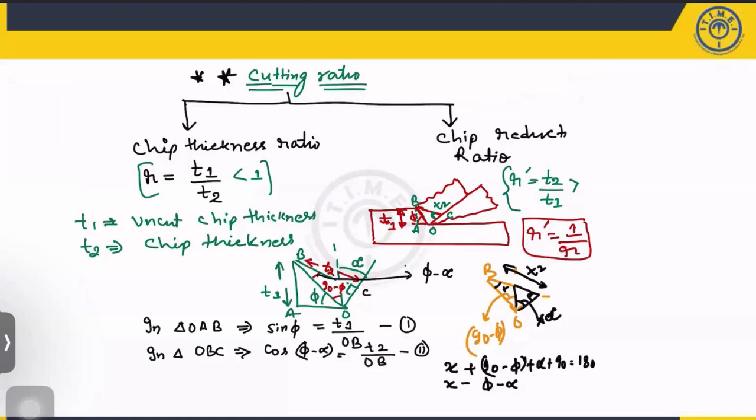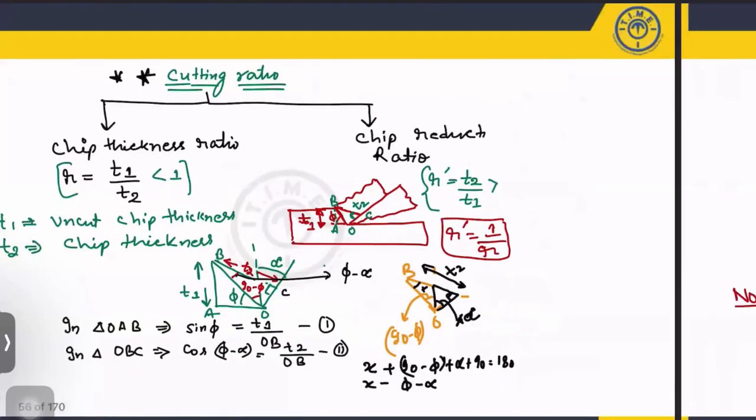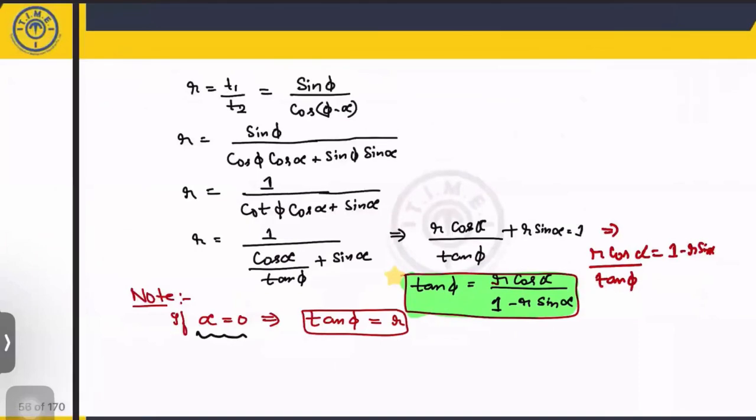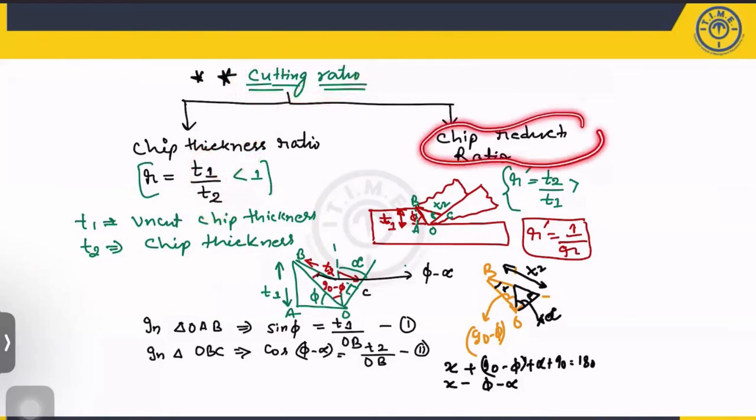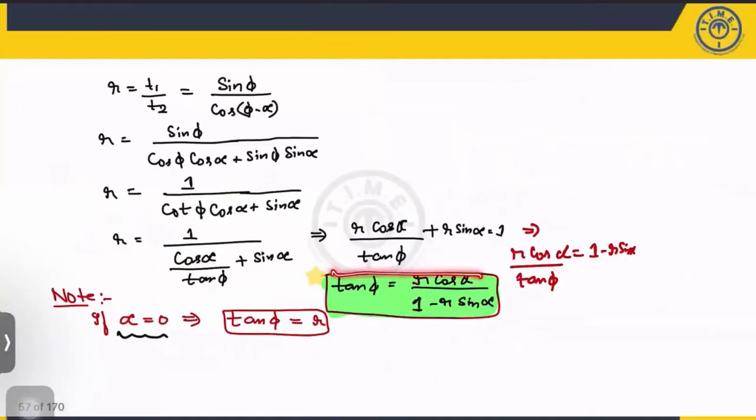Okay, I think these things I have already discussed in my live classes. I don't want to waste the time again on how this relation came. The chip thickness ratio, that means the cutting ratio, is the ratio of uncut chip thickness to chip thickness. Sometimes they will give you the chip reduction ratio also, that is the reciprocal of this one. Okay, so you will get this particular relation.